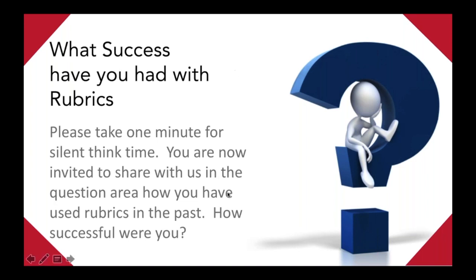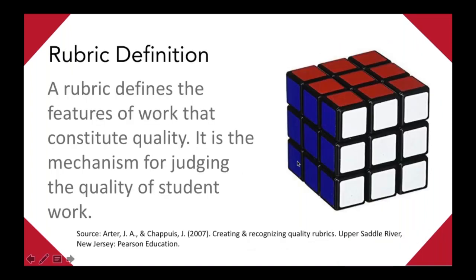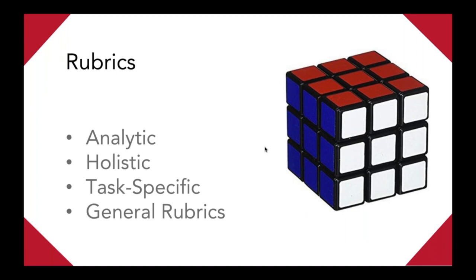Let's move on. So the definition for a rubric. A rubric defines the features of work that constitute quality. It is the mechanism for judging the quality of student work. Now, it can also be used for formative feedback. There are lots of things that a rubric can be used for, so we don't want to really lock it into just one thing. There are four types of rubrics: analytic, holistic, task-specific, and general rubrics.